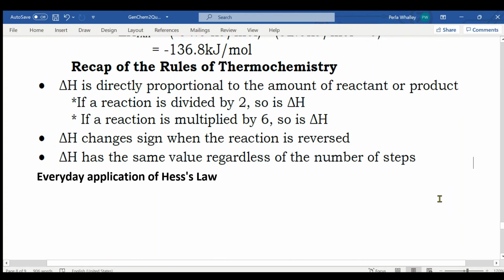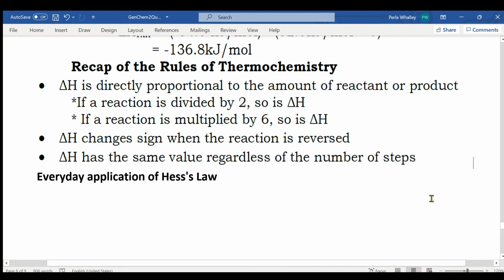Recap of the rules of thermochemistry. Delta H is directly proportional to the amount of reactant or product. If a reaction is divided by 2, so is delta H. If a reaction is multiplied by 6, so is delta H. Delta H changes sign when the reaction is reversed. Delta H has the same value regardless of the number of steps.